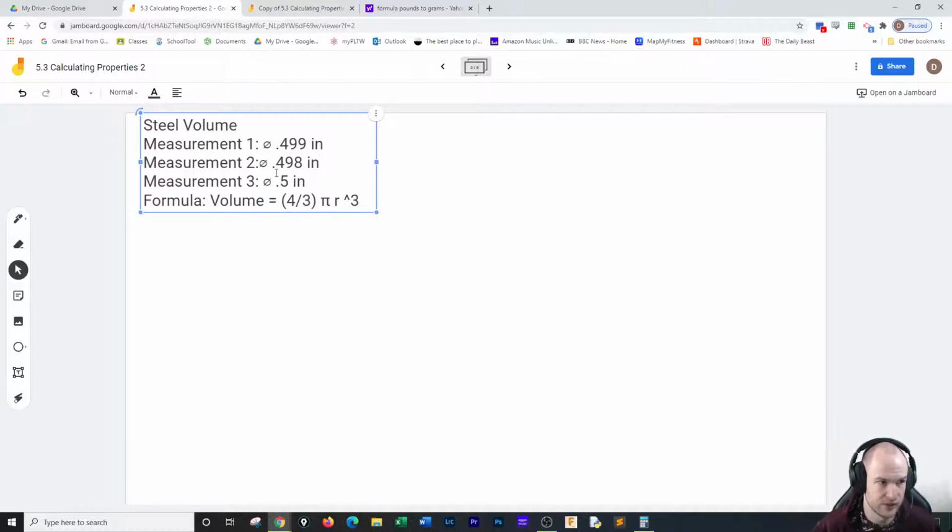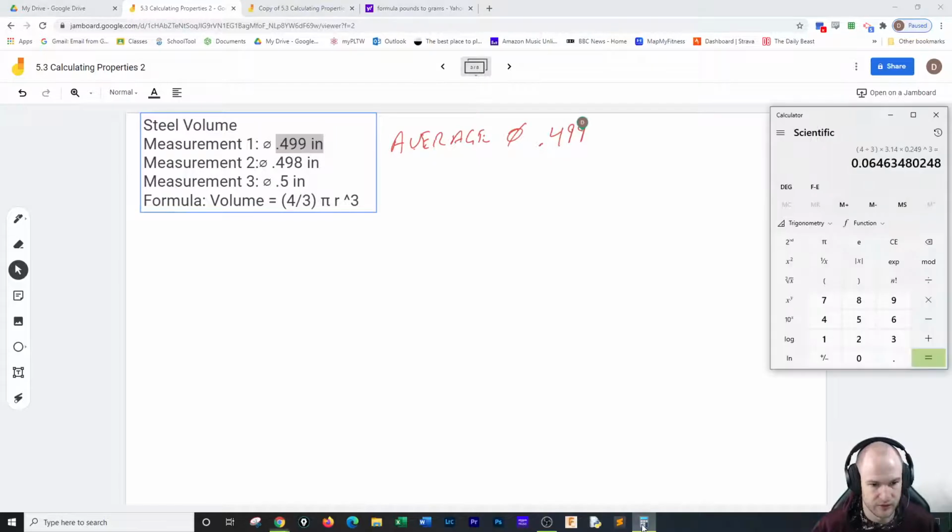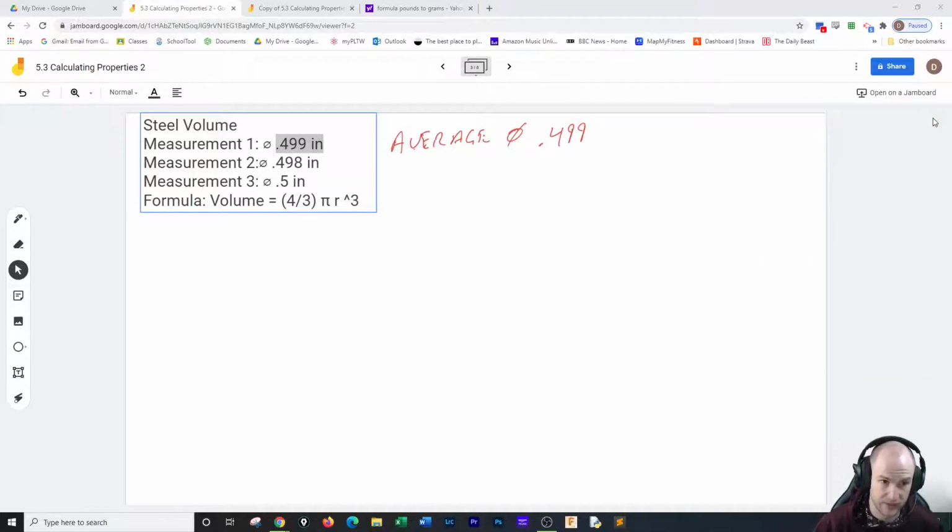You have to find the average of these, same kind of deal. The average is going to be 0.499. So if I'm looking at this, I'm going to say average diameter is 0.499. You can plug it into the calculator if you don't believe me. I'll do that right now. So 0.49 plus 0.499 plus 0.5, enter, divided by 3. You get the 0.499, so there is the average. You're going to divide that by 2 to give you the average radius.